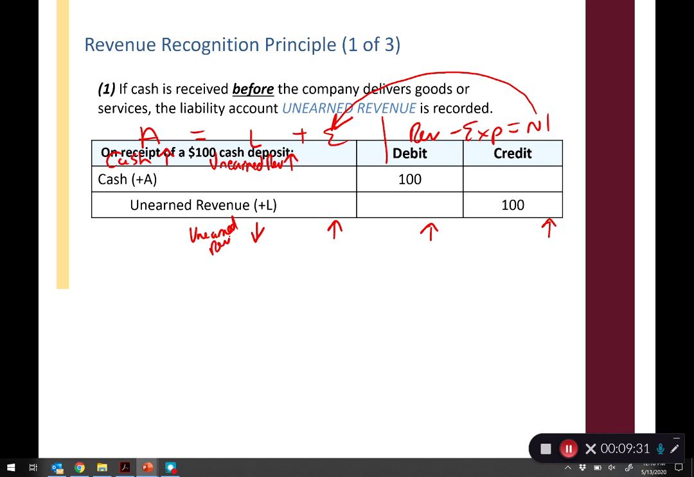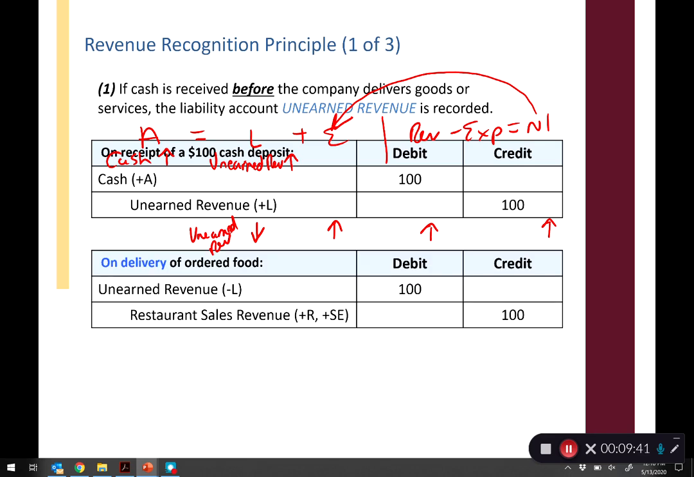revenue would go away. So first, cash is received before we deliver the goods or services, so we have an unearned revenue that we owe. Once we deliver the food, what happens? Well, our unearned revenue liability goes away. Using the conversion guide, that's a debit to make it go away. And then our revenue goes up because we've now provided the good or service, and revenue goes up with a credit according to our conversion guide.